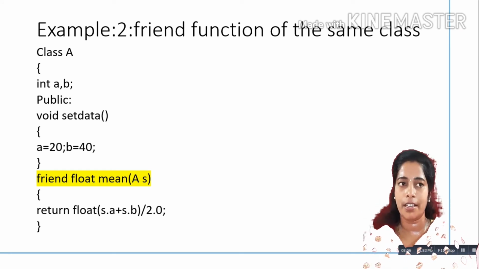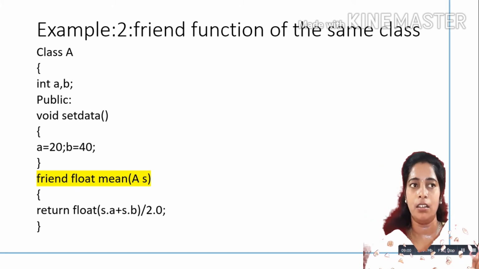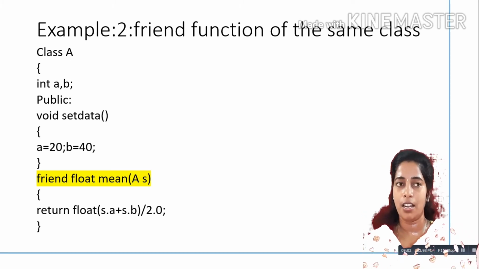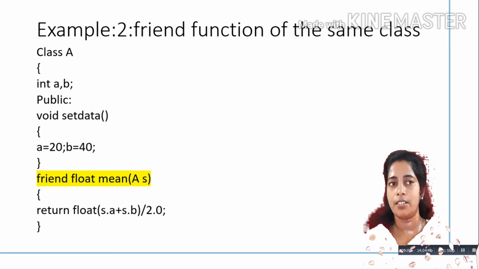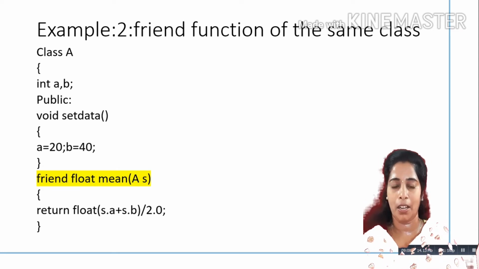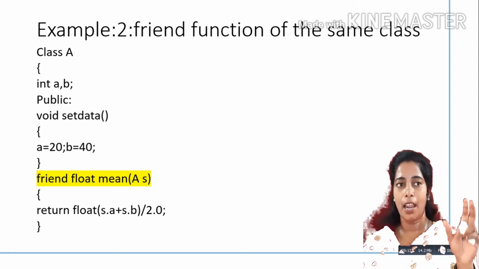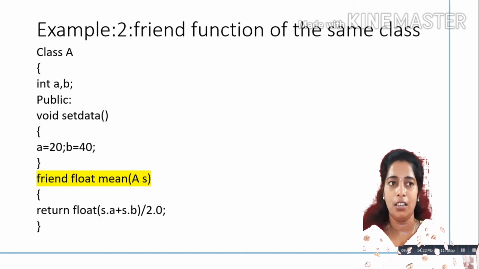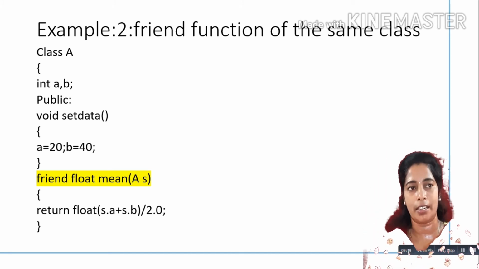And how are we accessing it? Using this object. So it has full right to access the data variables. This function has full right. If you just remove the friend keyword and execute this program, you will get an error, because this function cannot access the variables. But since it's a friend function, it can access the private variables of the class.